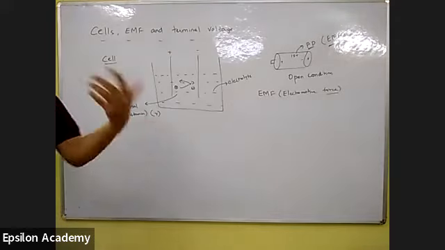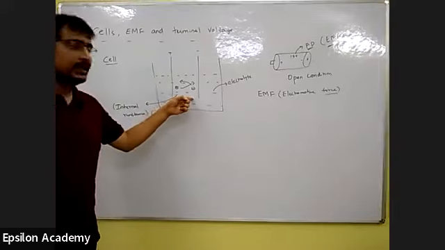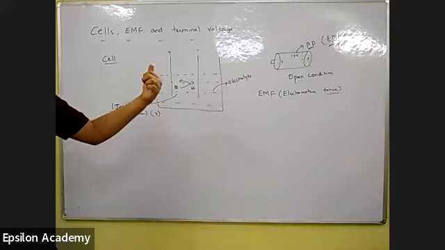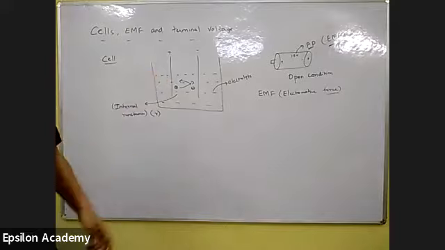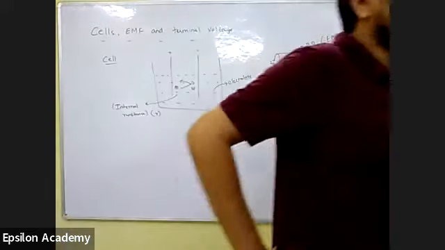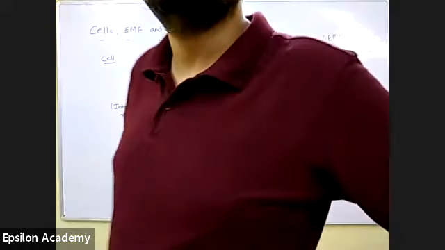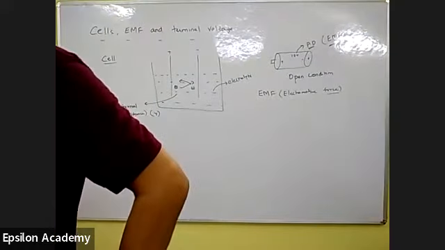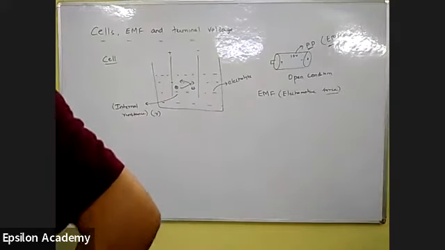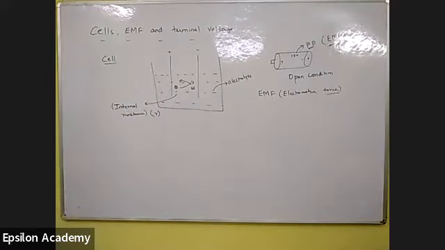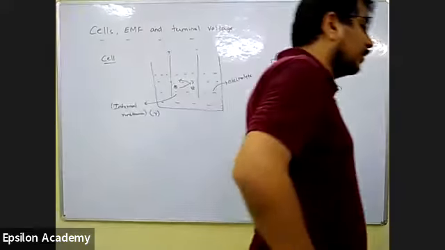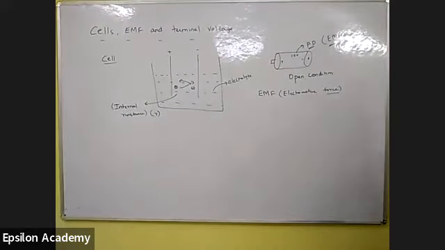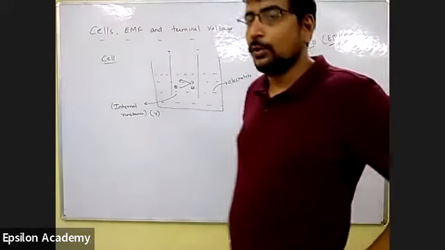So it is the resistance offered by the electrolytic solution to the flow of ions. To resist the flow of ions, right? It is the resistance offered by the electrolytic solution to the flow of ions. That's it.